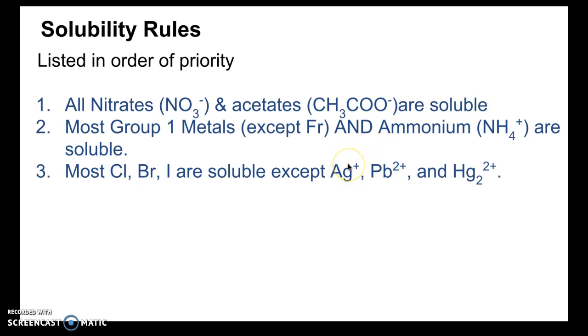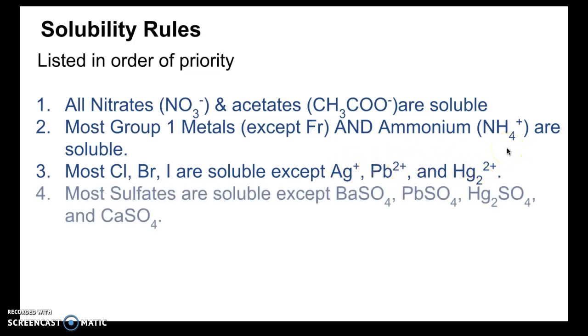So we just saw silver chloride, that's not soluble. Lead 2, and this dimercury here. These are insoluble. So any of these type of halides, chlorides, bromides, iodides, they will be insoluble. The next rule, most sulfates are soluble with the exception of barium sulfate, lead 2 sulfate, dimercury sulfate, and calcium sulfate.